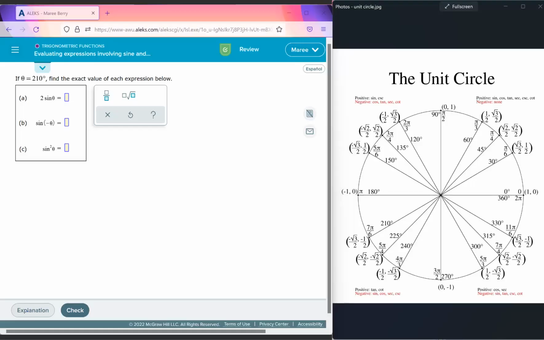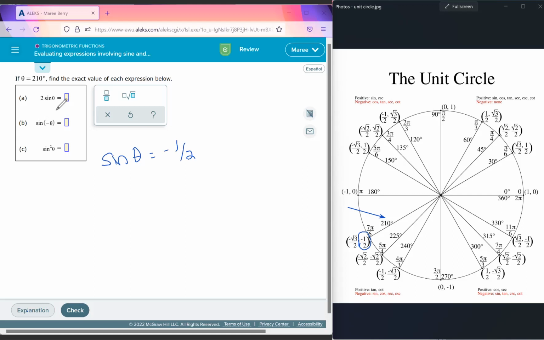So this lesson is evaluating expressions involving sine and cosine. In this case, they want us to find 2 sine theta, sine of negative theta, and sine squared of theta. And they're telling us that theta is 210 degrees. So we need to come over to our unit circle, and we see the 210 degrees here. Our sine is the y value of that point, so it's negative 1/2. So the sine of theta is negative 1/2.